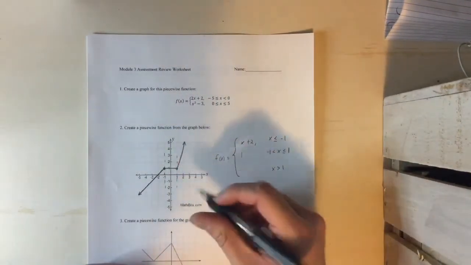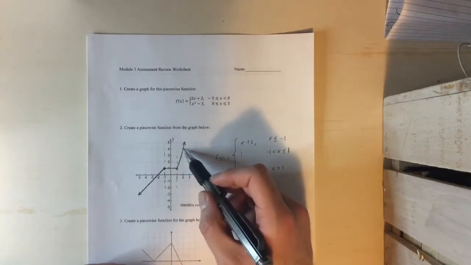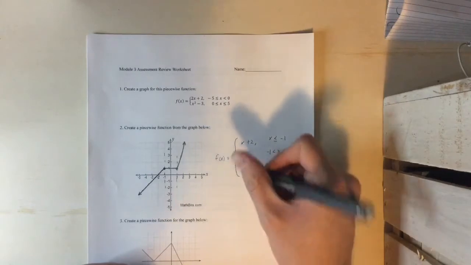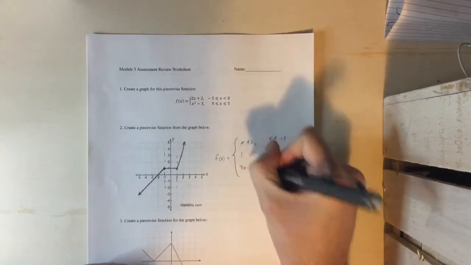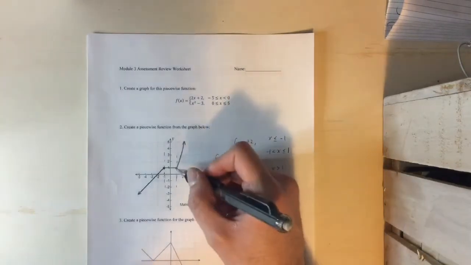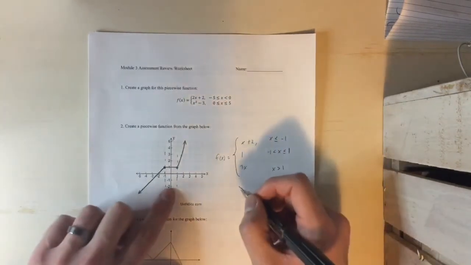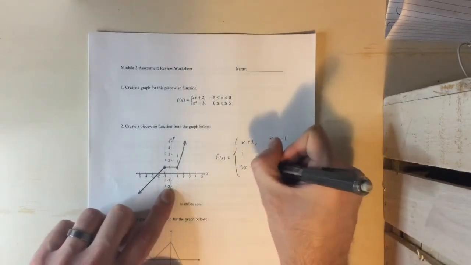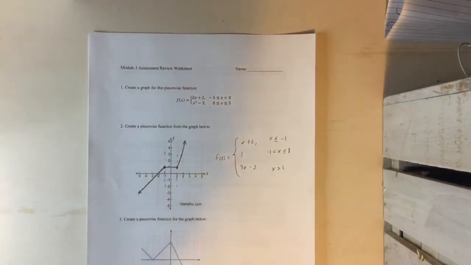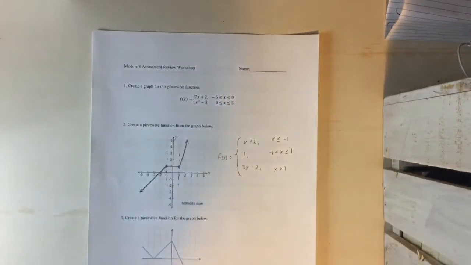And then this one, it looks like it goes up 1, 2, 3 over 1. So that'd be a slope of 3. 3 over 1 is 3. And then we need to figure out where we cross the y-axis. So we can continue this. So down 1, 2, 3, back 1. So it looks like it would cross at -2. And there you go. That would be your piecewise function for this graph here.